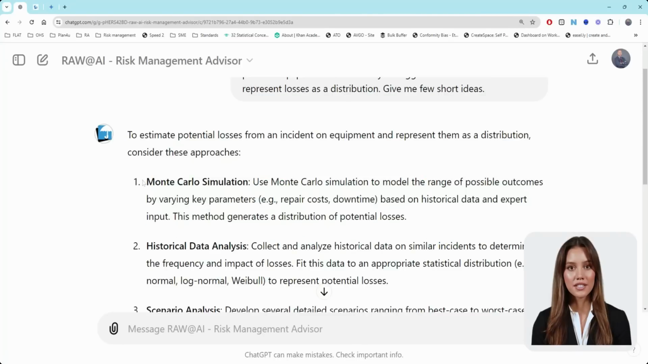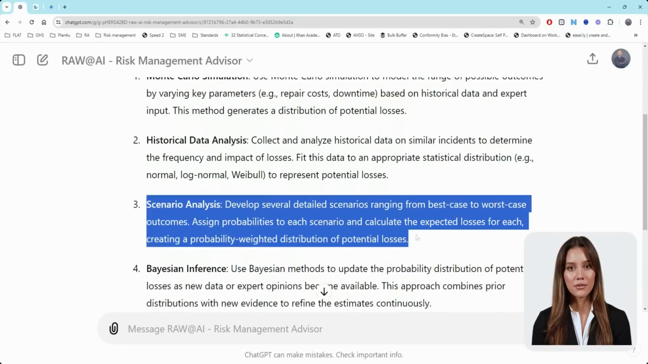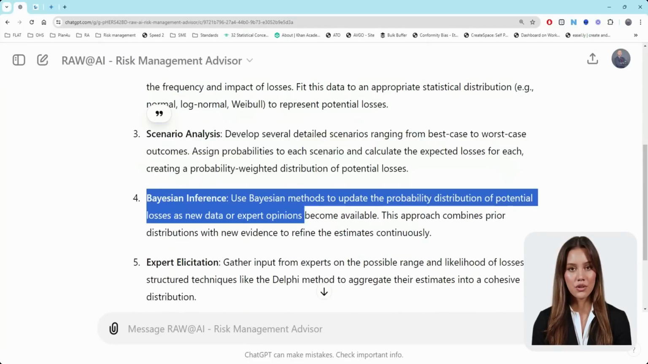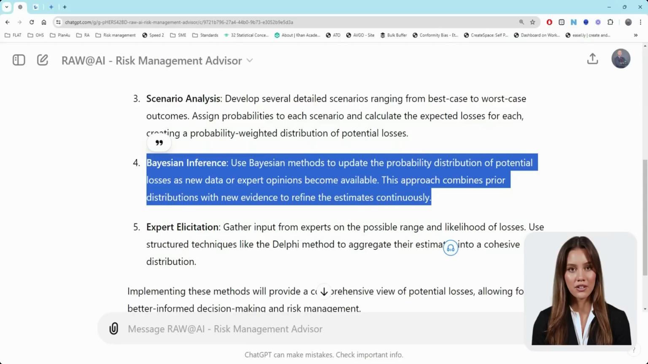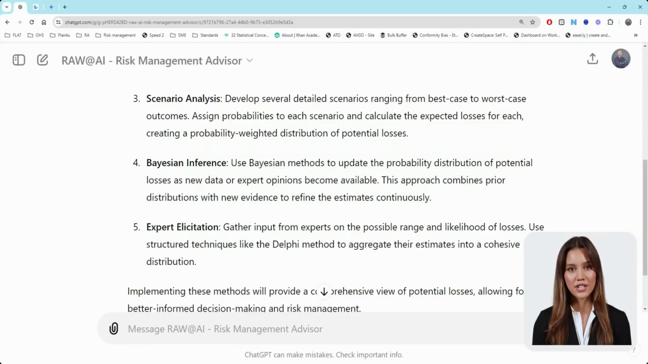It's suggesting we can simulate the potential distribution of losses. We can use historical losses as an indication. We can run some hypothetical scenarios and use more complicated methods. We can also ask experts to estimate their losses, which, by the way, is a great idea.